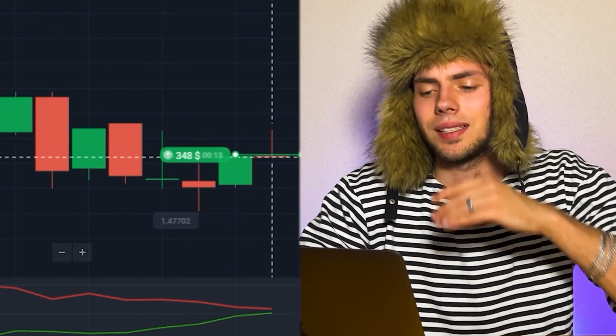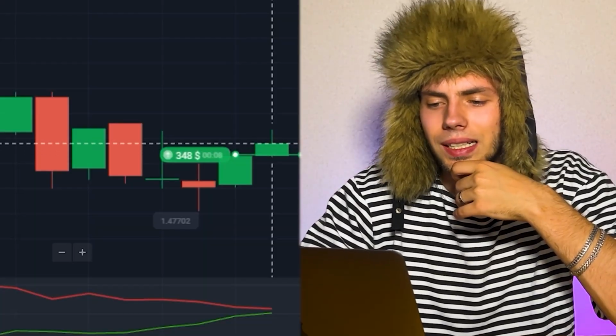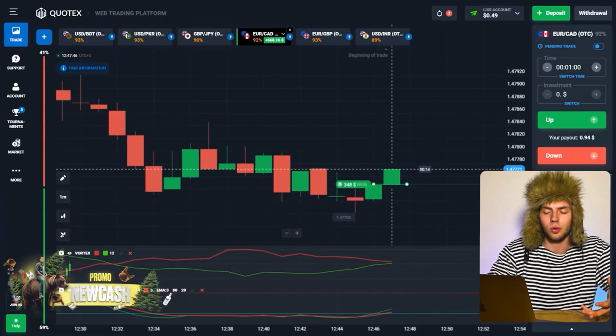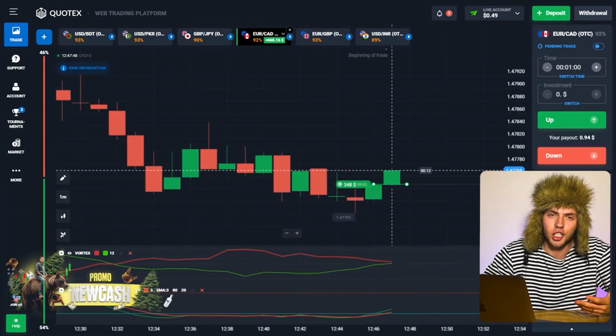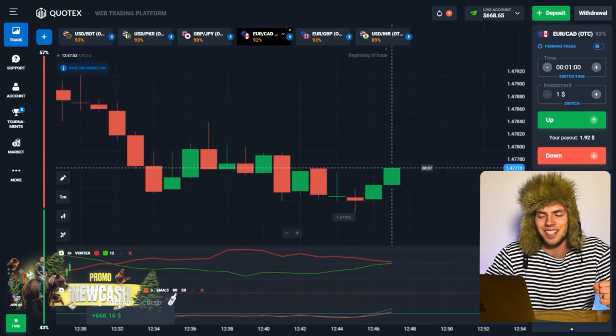Okay. Well, if you take a look at the stochastic oscillator, I can say that we were in such kind of oversold zone, but yeah, the situation is starting to change basically. Let's be a bit patient. Oh yeah, the trade is closed, 668. Already more than 10 times from our balance, from the amount that we started with.